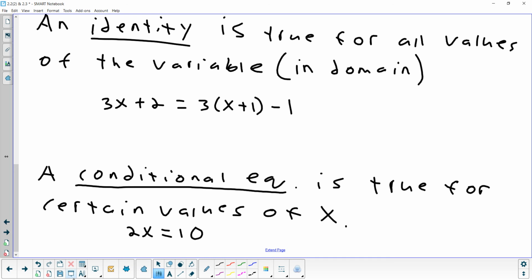2x equals 10. That equation could be true or it could be false. It depends if you pick the right value for x. And so just two different types of equations, an identity and a conditional. The equations we're going to work with mostly today are conditional, meaning there is a specific answer or answers. Questions on that?